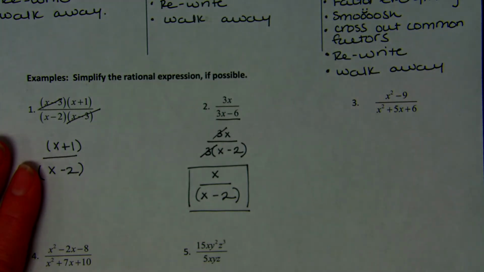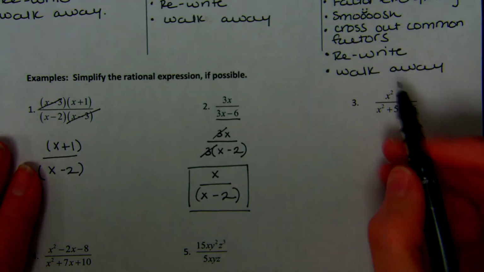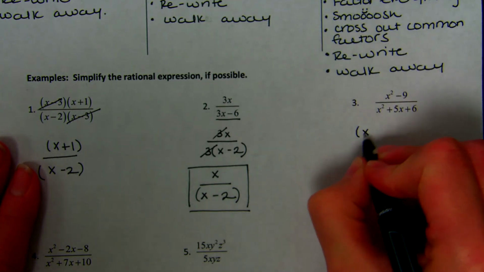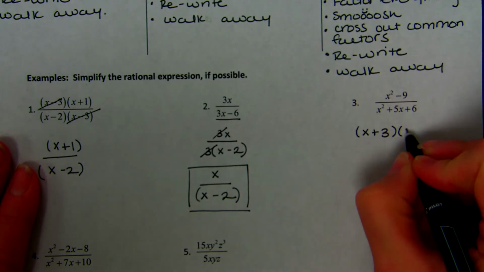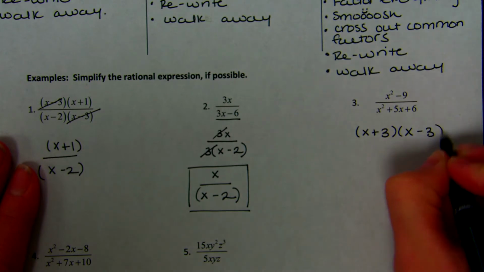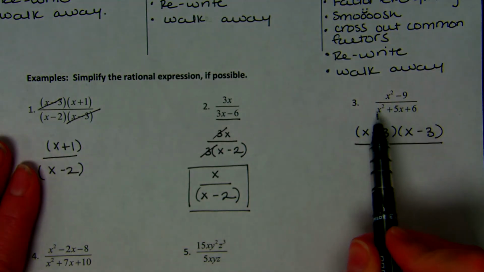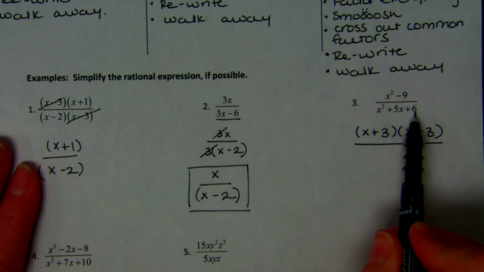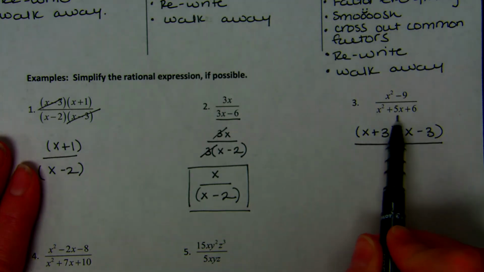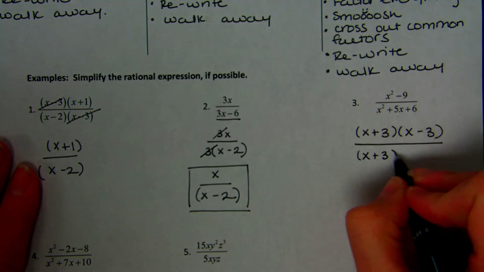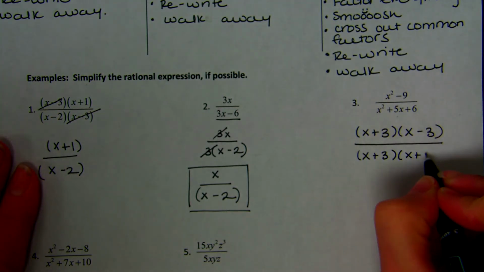All right, looking at number 3, now we've got some factoring to do. Remember, this is a special factor pattern. It factors to x plus 3 and x minus 3. And then this, x squared plus 5x plus 6. Remember, we're looking for two numbers that multiply to 6 and add to positive 5. And those numbers are x plus 3 and x plus 2.